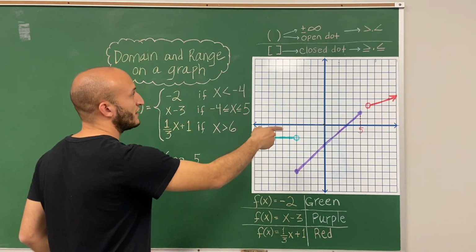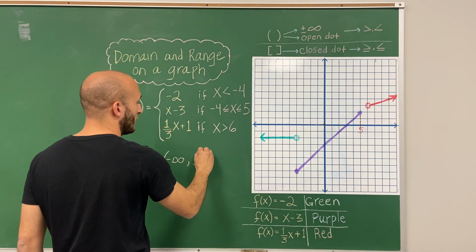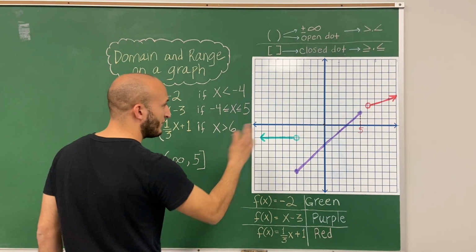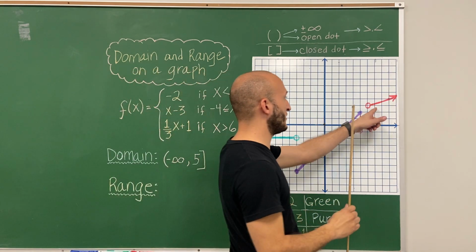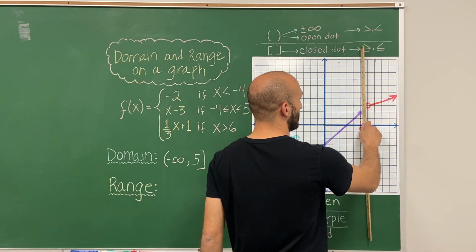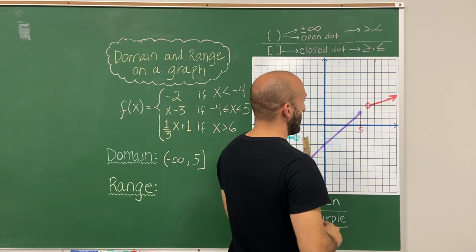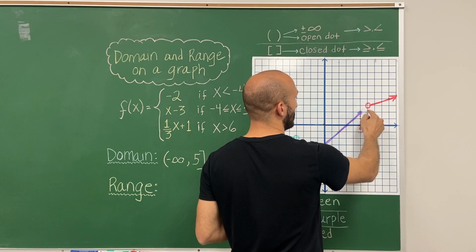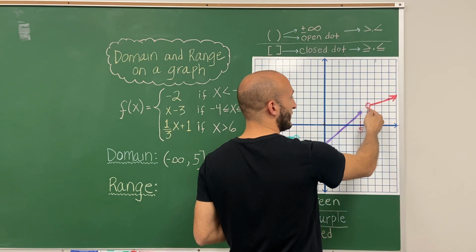Okay, it's a closed dot. For a closed dot, we use square parentheses or a bracket. Okay, then I'm going to continue because I still have this red graph here. So there's no graph here, no graph here. At 6, where this open dot is, there's still no graph there.